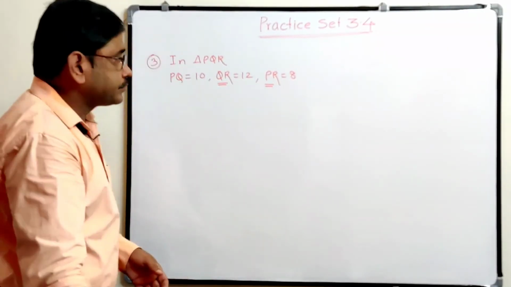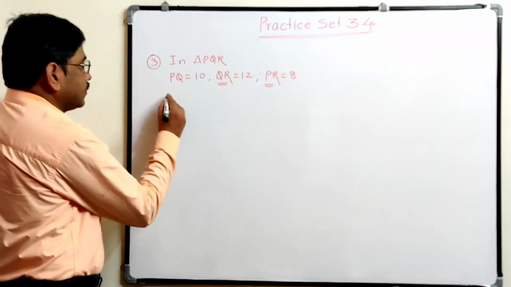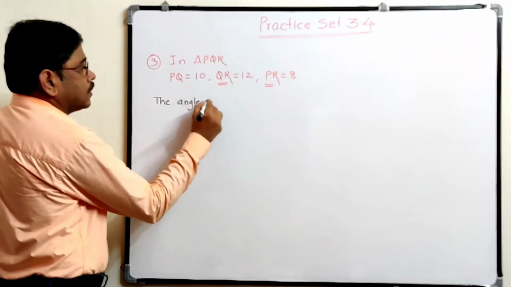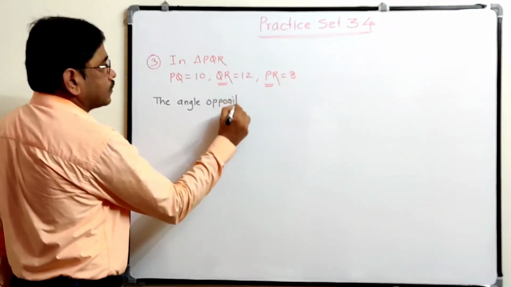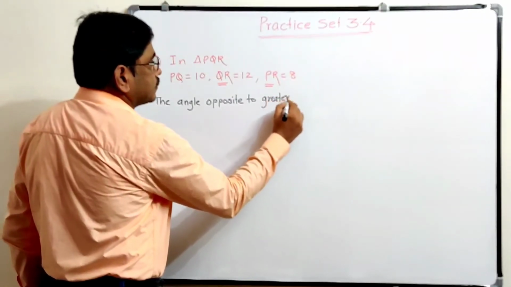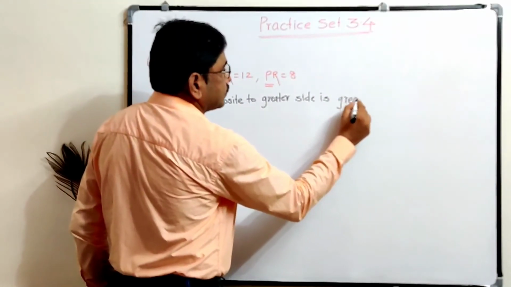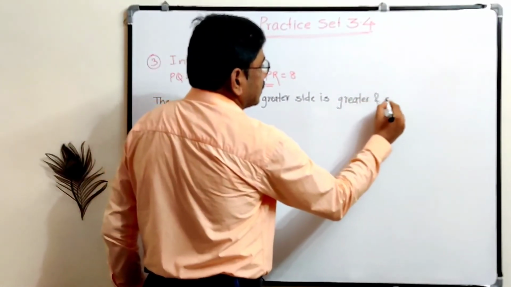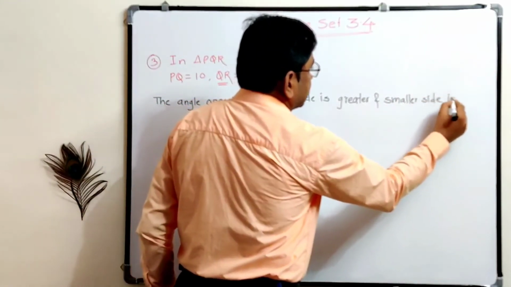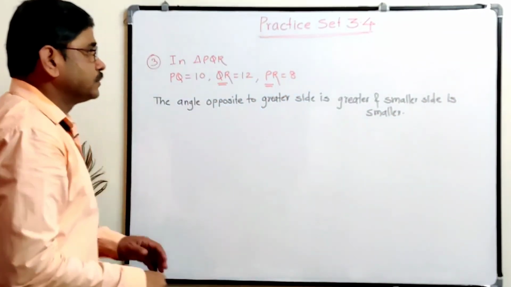You know the theorem. The angle opposite to greater side is greater, and smaller side is smaller. The angle opposite to greater is greater, and angle opposite to smaller is smaller.